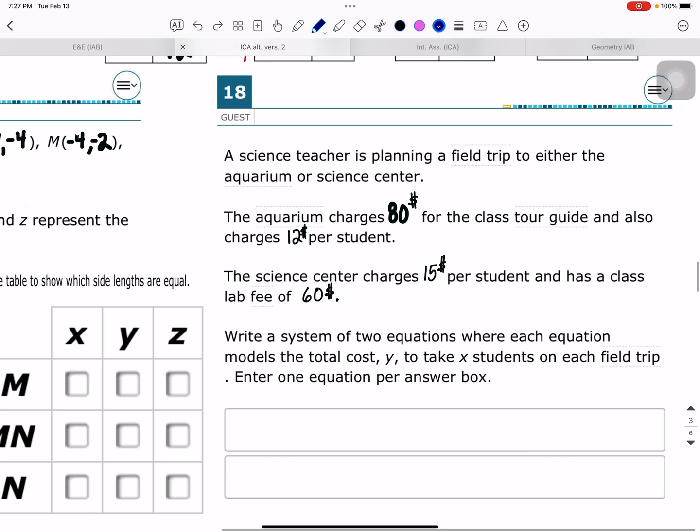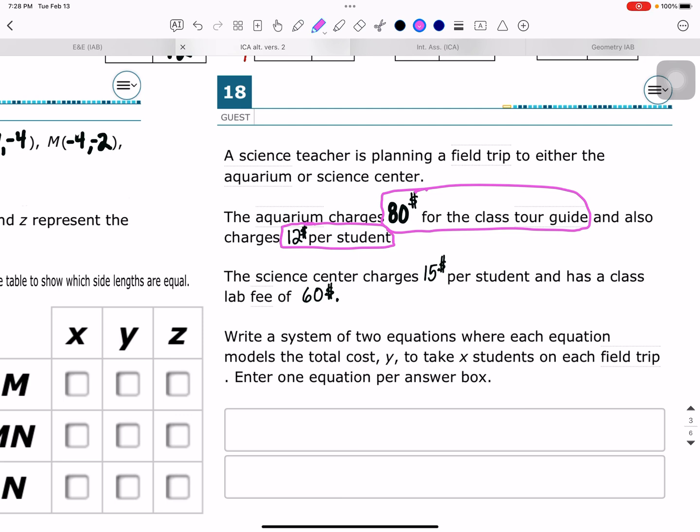Okay, 18. All these word problems start somewhere and either go up or down. It looks like a science teacher is planning a field trip to either the aquarium or the science center. The aquarium charges $80 for a class tour guide. So $80 just because. That's where we start. And then also $12 for every single student. So there's our slope, $12 for every student.